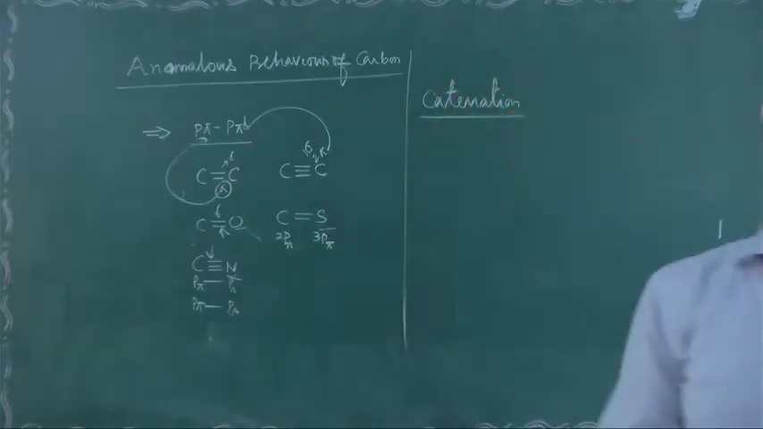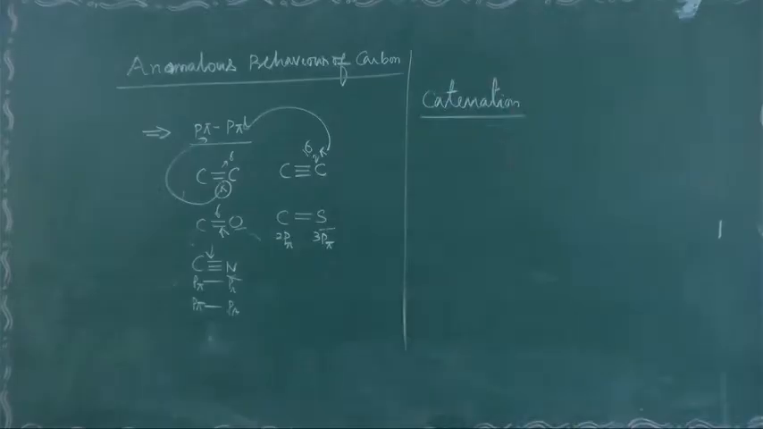What is meant by catenation? Catenation is self-linkage. Carbon atoms have the tendency to link with one another through covalent bonds to form chains and rings.